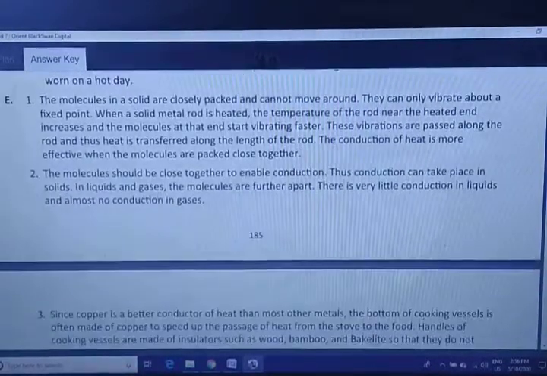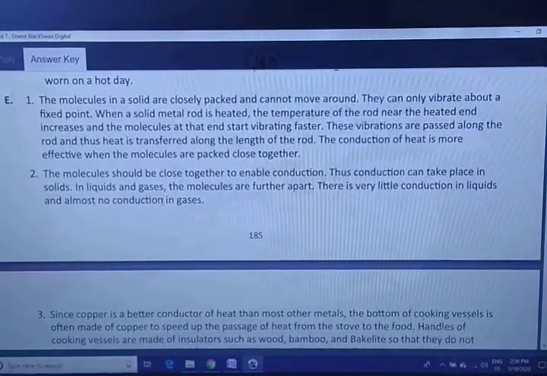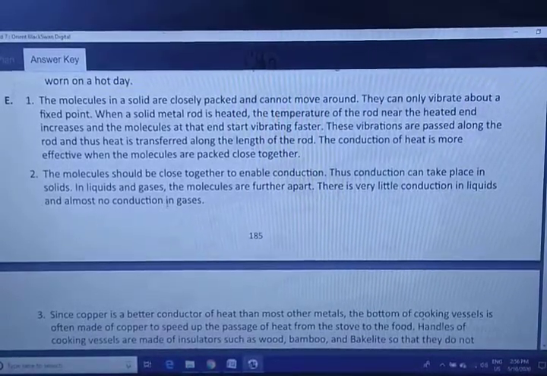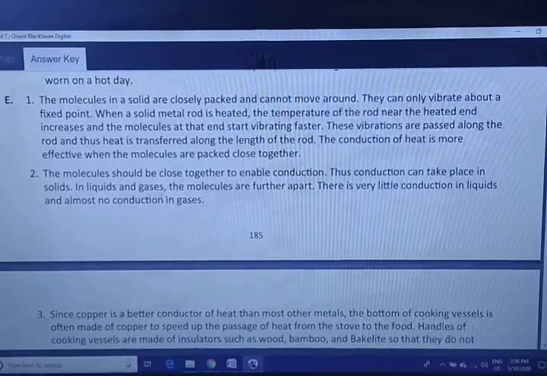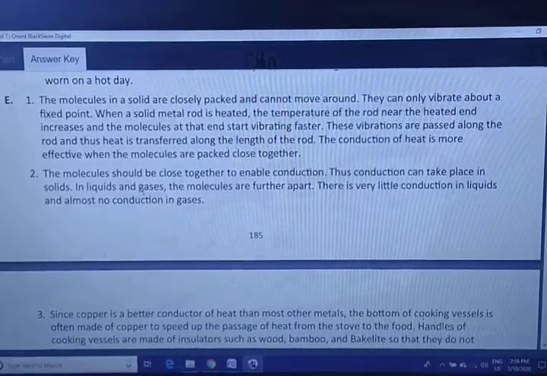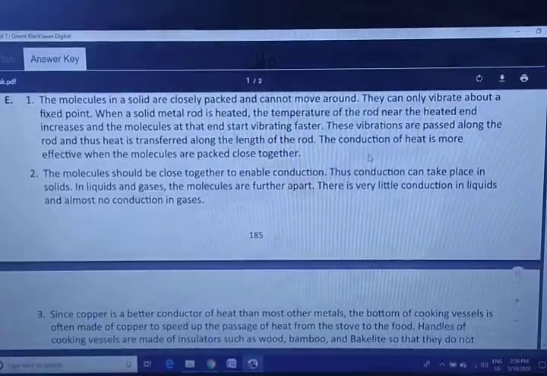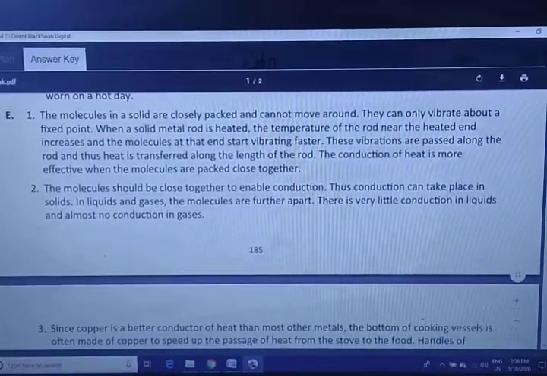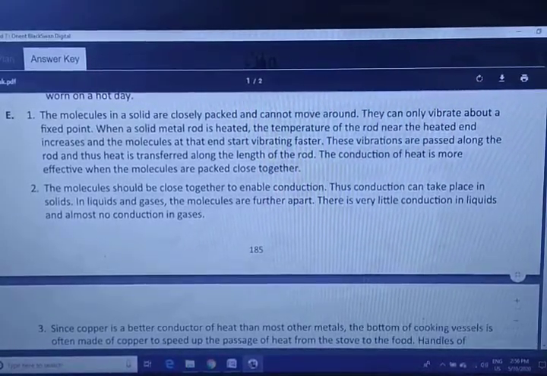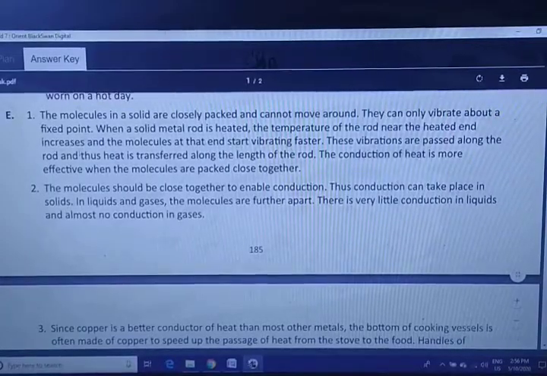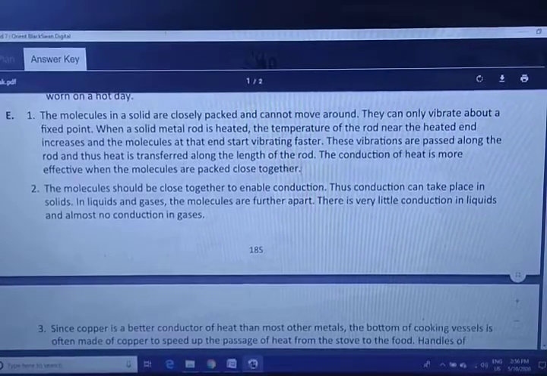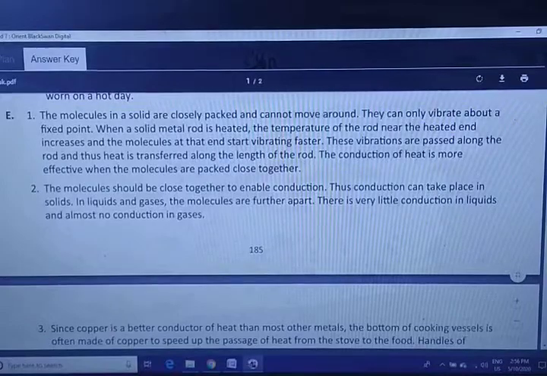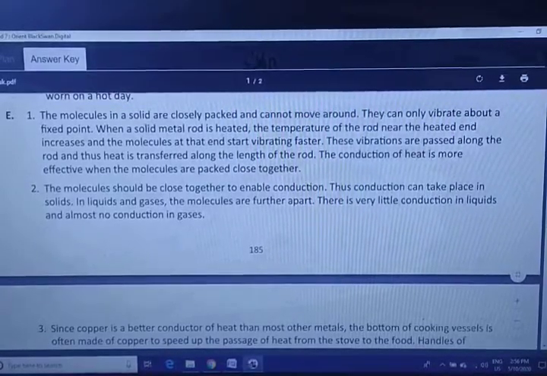Now long question answers. The first question is, explain how conduction of heat occurs in a solid metal rod. The molecules in a solid are closely packed and cannot move around. They can only vibrate about a fixed point. When a solid metal rod is heated, the temperature of the rod near the heated end rises and thus heat is transferred along the length of the rod. The conduction of heat is more effective when the molecules are packed close to each other.